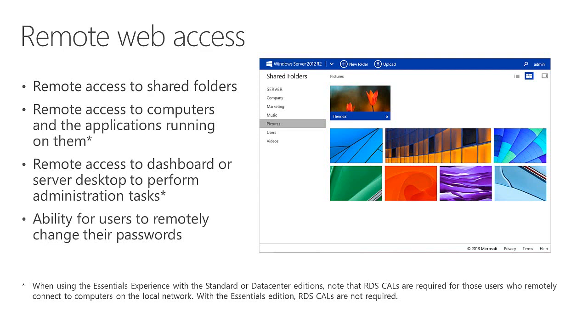Now, one thing to note here is just the idea that when you're using the Essentials Edition, then there are no additional licensing requirements. But if you're running the Essentials experience with the Standard or Data Center editions, then you will need RDS CALs for those users who do connect remotely to computers in the network. And this is because RWA leverages the RD Gateway role service of the RDS role in order to facilitate this.